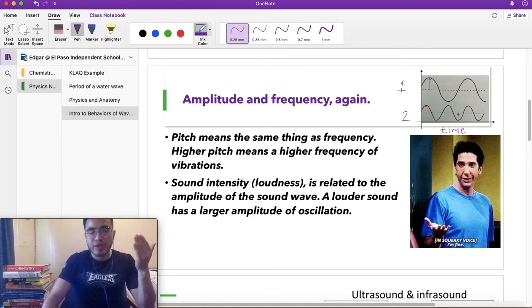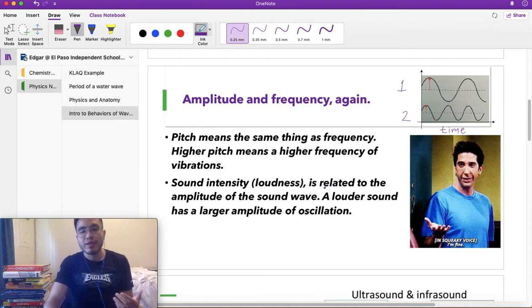So pitch, you can think of it as the same as frequency. The higher the frequency, the higher the pitch. The lower the frequency, the lower the pitch.